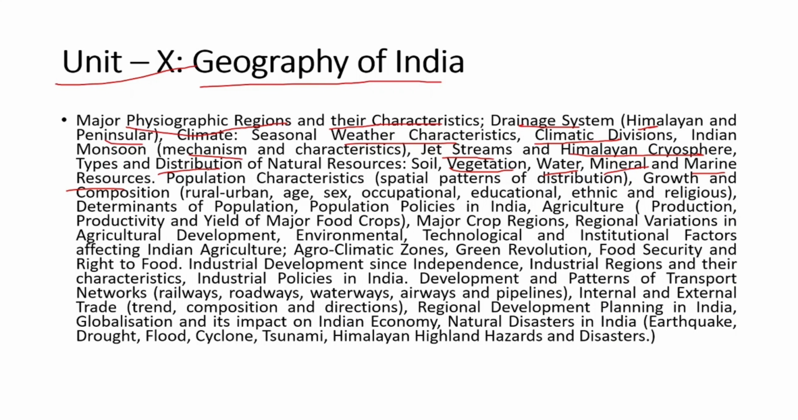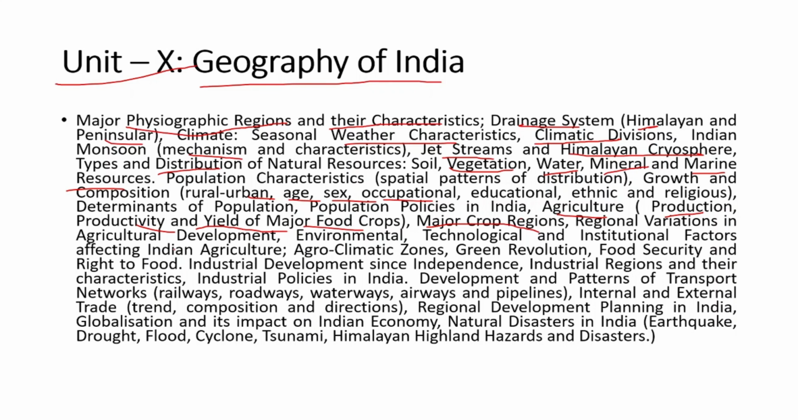Population characteristics are analyzed, including spatial distribution, growth, and composition by factors such as rural, urban, age, sex, occupational, ethnicity, and region. The determinants of population growth and population policies in India are discussed. Agriculture is covered extensively, including the production, productivity, and yield of major food crops, major crop regions, and regional variations in agricultural development.